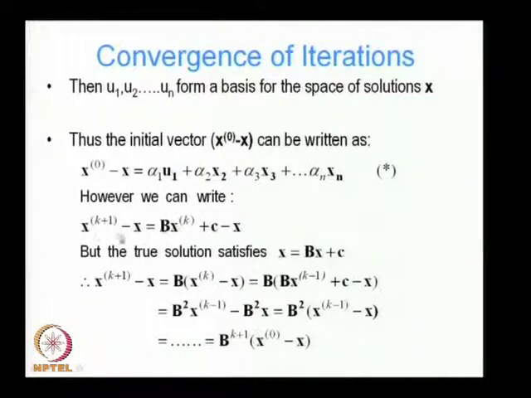We can write x^(k+1) minus x is equal to Bx^k plus c minus x. Why? Because this is the form of my stationary iterative method, except that I have subtracted x from both sides. The stationary iterative method is x^(k+1) is equal to Bx^k plus c. I subtract x from both sides. Let us recall that the true solution satisfies x is equal to Bx plus c, because that is my true solution.